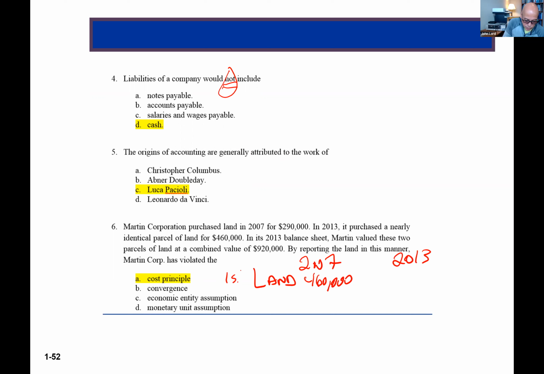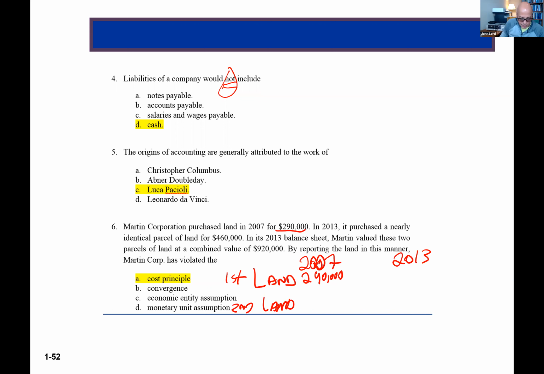We'll call this first land. We'll call this the second land. They bought another piece of land, and this time they paid $920,000. I mean, excuse me. What was it? $460,000. Come on, John. The 2007 one, sorry guys, was $290,000. That's 2007 was $290,000.